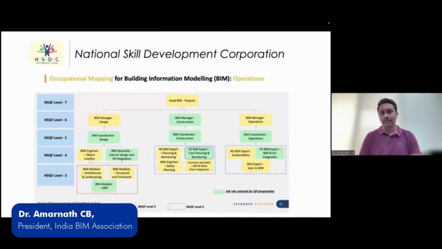Other than this, there is an initiative at the National Skill Development Corporation of India, where I'm also part of the committee. A national skill qualification framework has been floated, which will define the different BIM job roles which are required in any particular project, starting from the leadership to managerial, coordinator, and the technical roles.